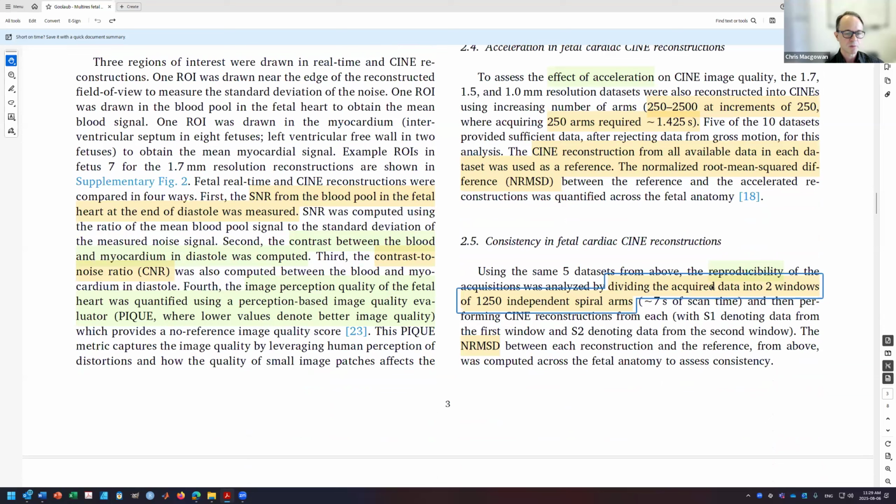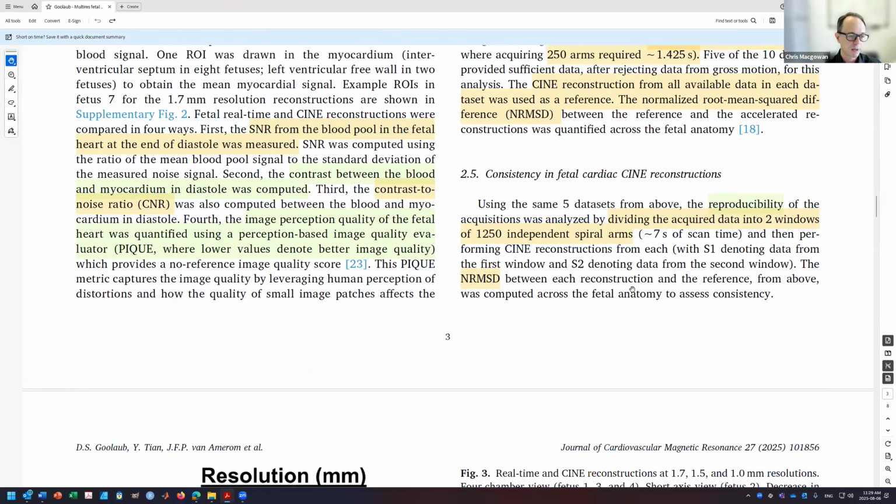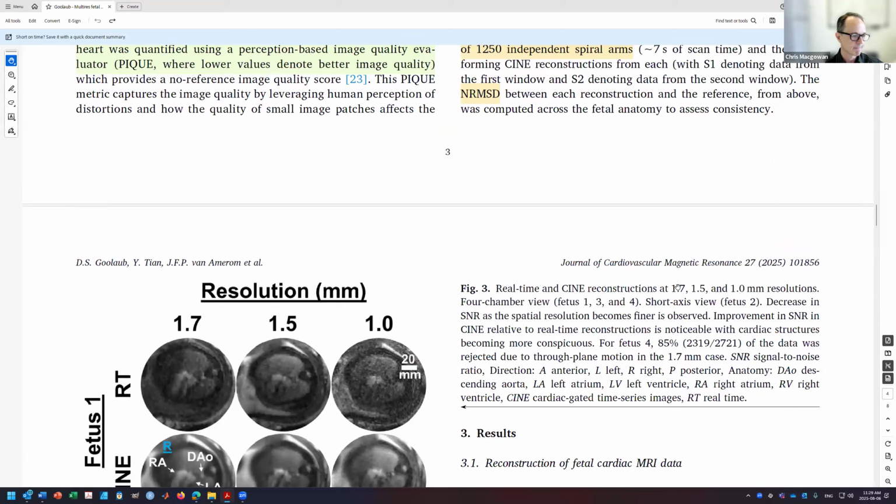We also looked at reproducibility. Because these are golden angle acquisitions, you can break them up into arbitrary windows. We could take one long acquisition and divide it into 2 segments, independently reconstruct them, and then compare them using normalized root mean square differences.